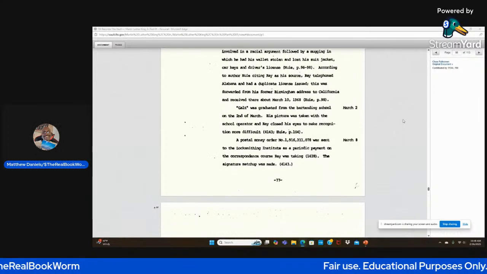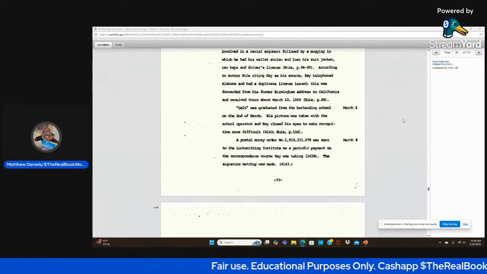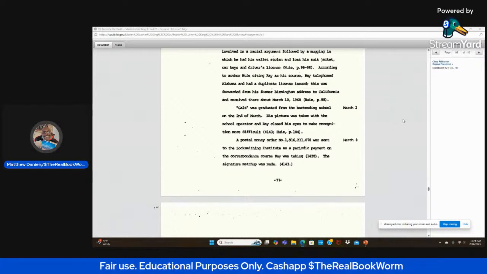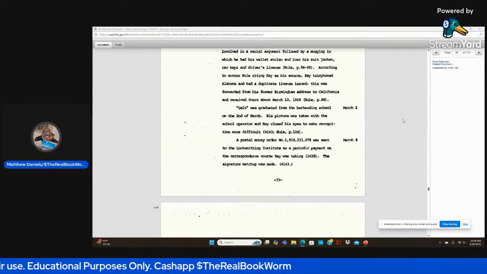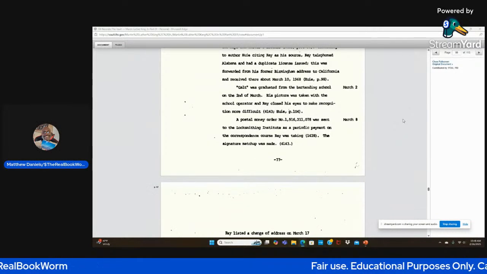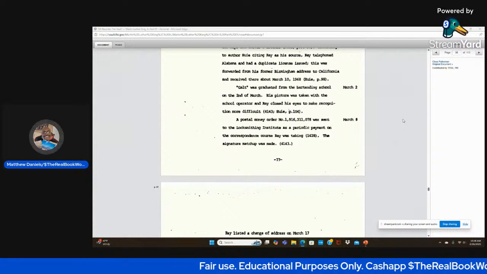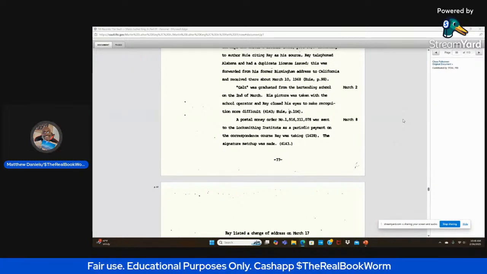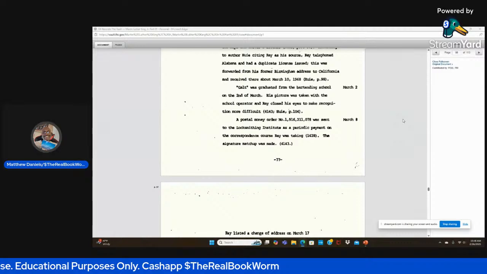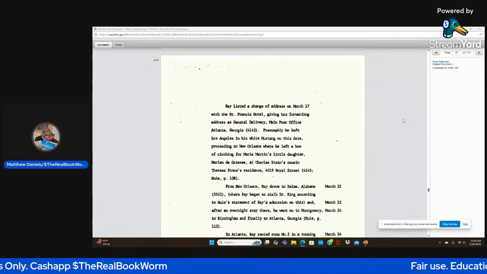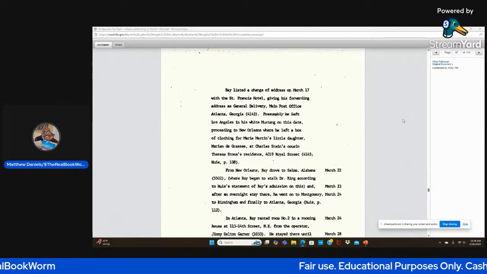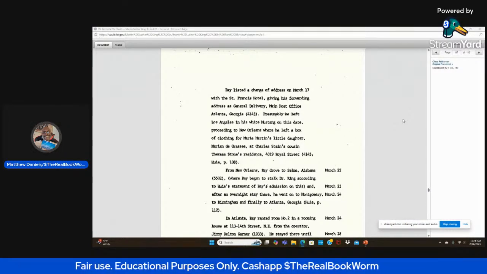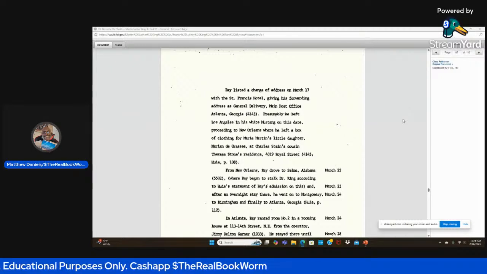Get out of here. Galt was graduating from the bartending school on the 2nd of March. His picture was taken with the school operator, and Ray closed his eyes to make recognition more difficult. A postal money order was sent to the Locksmithing Institute as a periodic payment on the correspondence course Ray was taking. The signature matchup was made. Ray listed a change of address on March 17th with the St. Francis Hotel, giving his forwarding address as General Delivery, Main Post Office, Atlanta, Georgia.